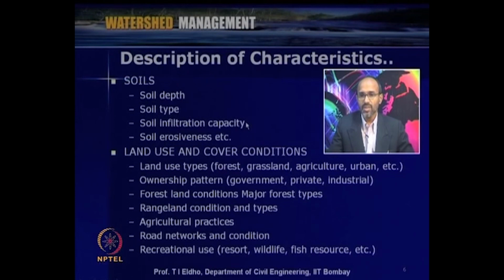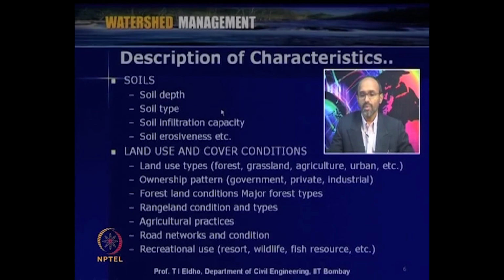Then soil infiltration capacity. We discussed earlier that in the rainfall to runoff process, infiltration is one of the important parameters controlling the runoff process. So, we have to identify the infiltration capacity of the soil within the watershed. Then soil erosiveness. We have already seen earlier the erosion and sedimentation problems within a watershed. Depending upon the nature of soil and other parameters, there will be more or less, or what type of erosion problems can be there within the watershed.